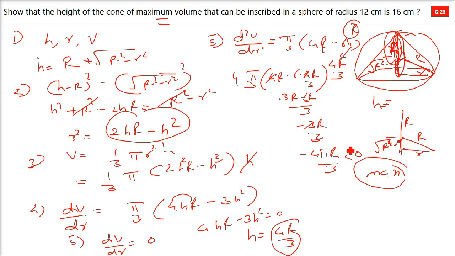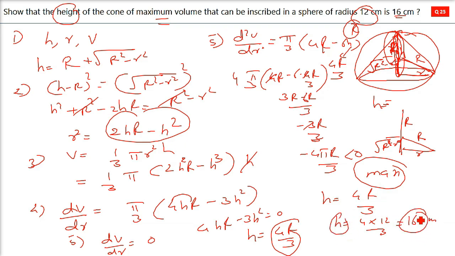And maximum volume is when h is equal to 4R by 3. Now in the question, capital R is already given, which is 12 in this case. So h will be equal to 4 into 12 by 3. It's 16 centimeter, which is asked in the question also. So we have computed the height, which is 16 centimeter, for the radius of sphere, which is already 12 centimeter.